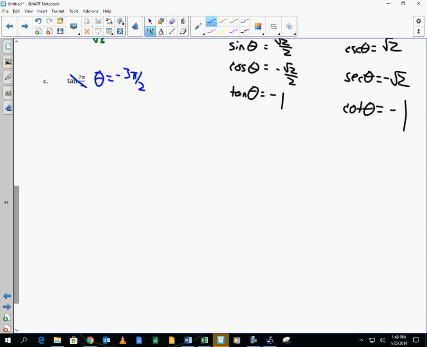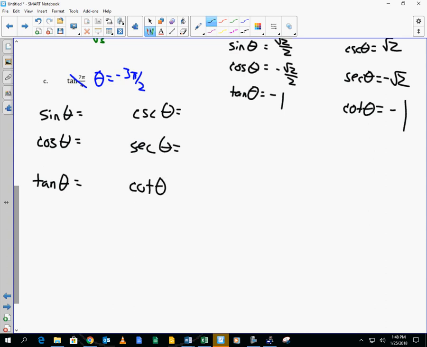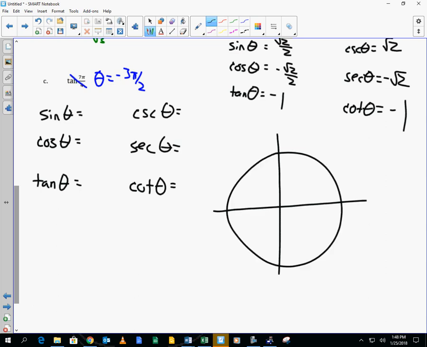Negative 3 pi over 2. I'll do sine of theta, cosine of theta, tangent of theta. I'll do cosecant of theta, secant of theta, and cotangent of theta. William, be our leader. What is the angle measurement? Which places me at negative 270 will place you at 90 degrees or 0, 1.